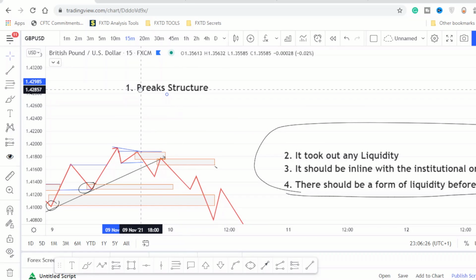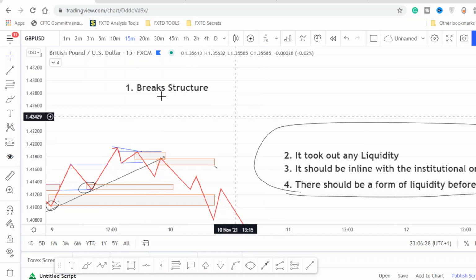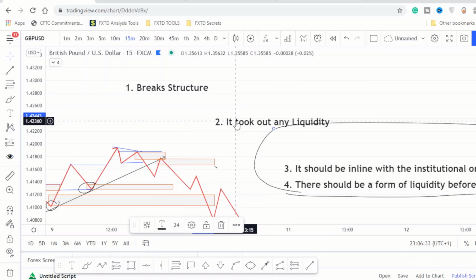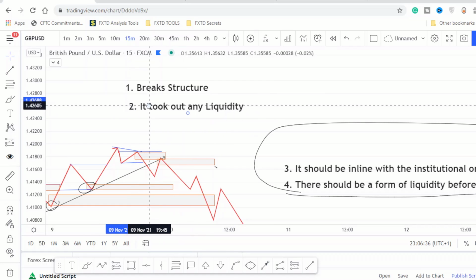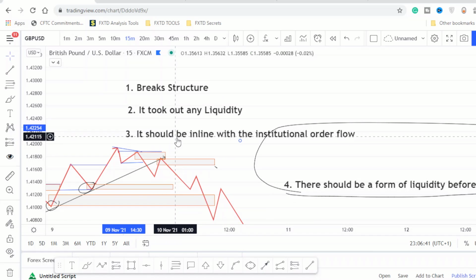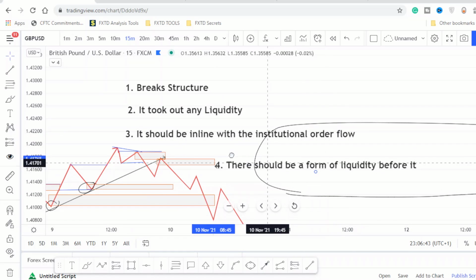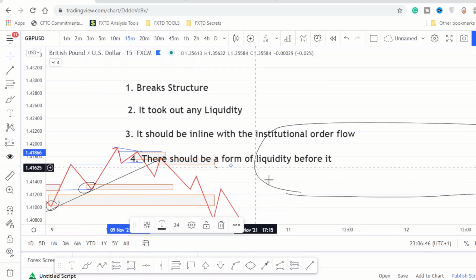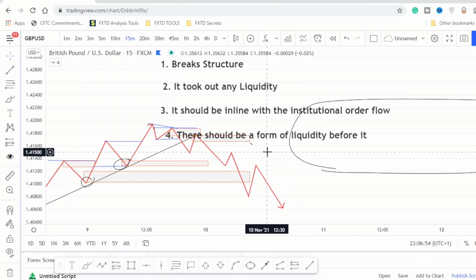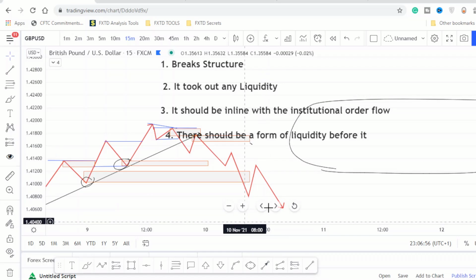First, there should be a break in structure. The order block should be able to break structure. Number two, the order block should be able to take out any liquidity. Number three, the order block should be in line with the institutional order flow. And number four, there should be a form of liquidity before it. With this you'll be able to capture the right order blocks that work.